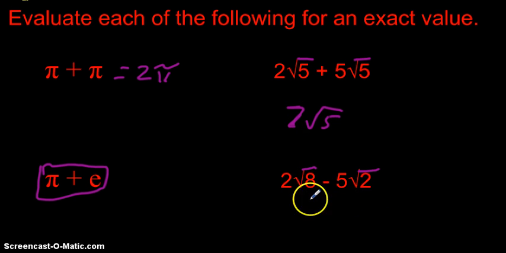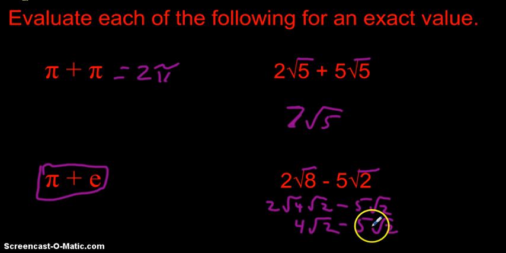Here these have unlike radicands, so these are unlike terms. But we can simplify this radical, so let's do that. So that would be 2 radical 4 times radical 2 minus 5 radical 2. The square root of 4 is 2, so this is 2 times 2, which is actually 4 radical 2 minus 5 radical 2.